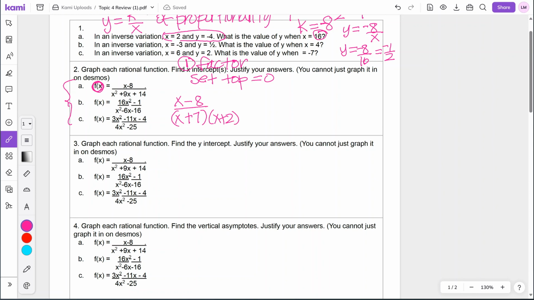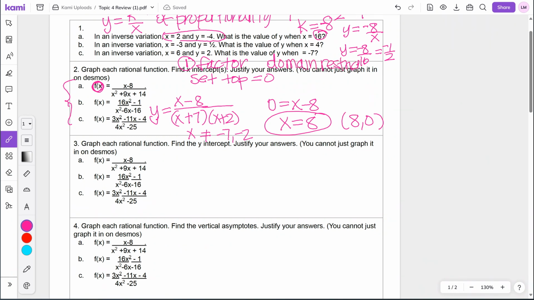Now, I will need this further down in the question, so I'm just going to keep this here, and I'm going to plug in 0 for y and solve for x. So I know that x is 8, and we can keep that x-intercept at (8, 0), because we know x can't be -7 or -2, because that's what makes the denominator 0. So remember, we want to factor and look for domain restrictions. I'm going to continue with part A because it's the same equation.